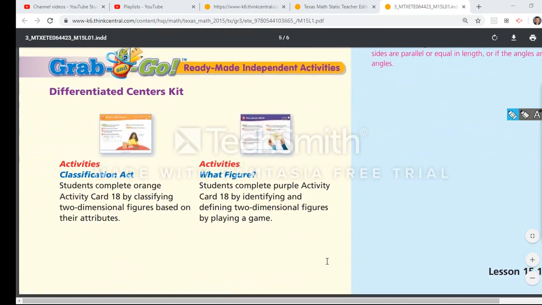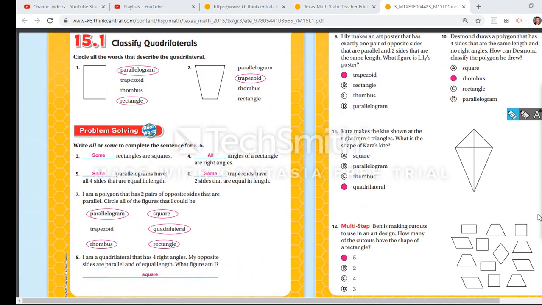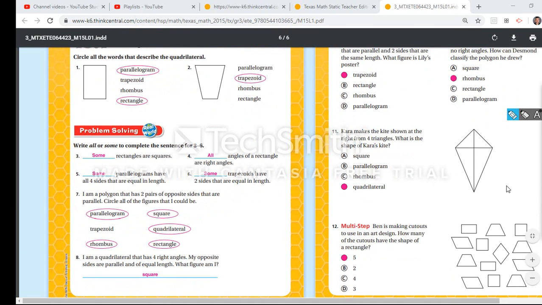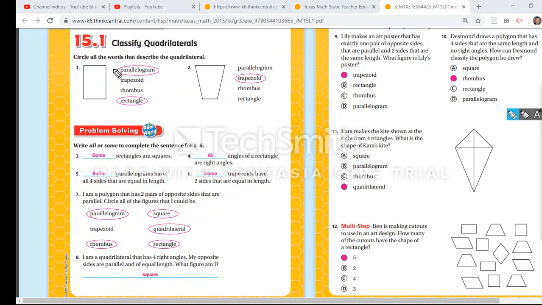So let's take a look at your practice. And again, look at the questions and just walk it through your logic. Circle all the words that describe the quadrilateral. You have this one here. A trapezoid will have one pair of sides that are parallel. A rhombus will have two pairs that are parallel, which this one does have, but it has all four sides equal length. So a parallelogram falls into this shape here, and a rectangle falls into two pairs of opposite sides and four right angles.